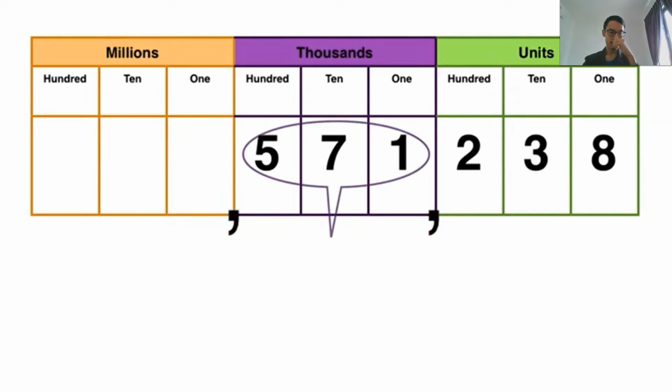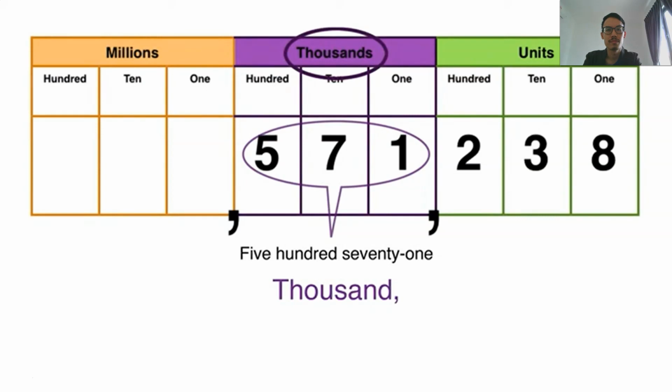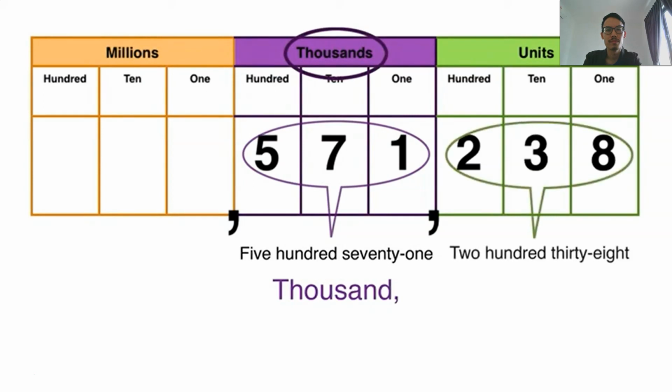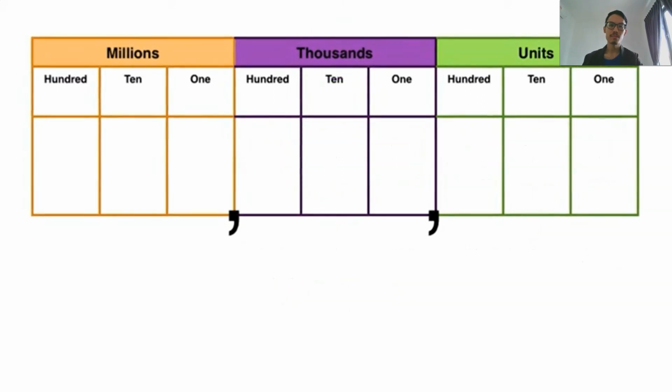In this number, you would read the digits in the thousands units first by saying 571, and then say the unit name, which is thousands. Now move right to the units family and read the next group of numbers, which, as we said before, is 238. So this number is read as 571,238. Let's try one more example.